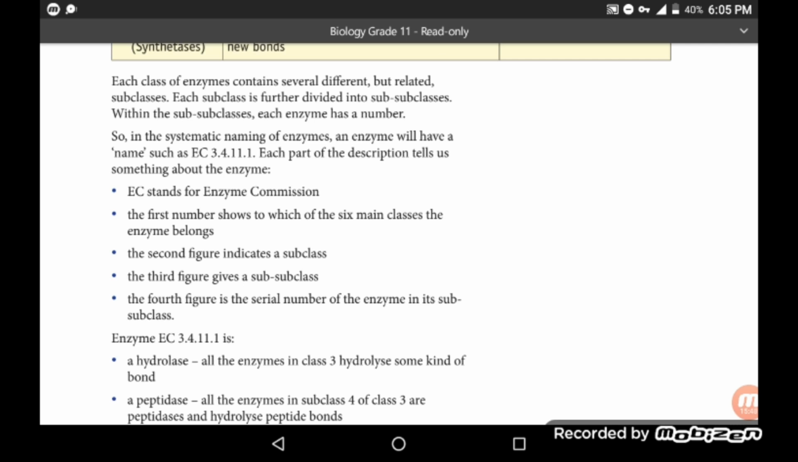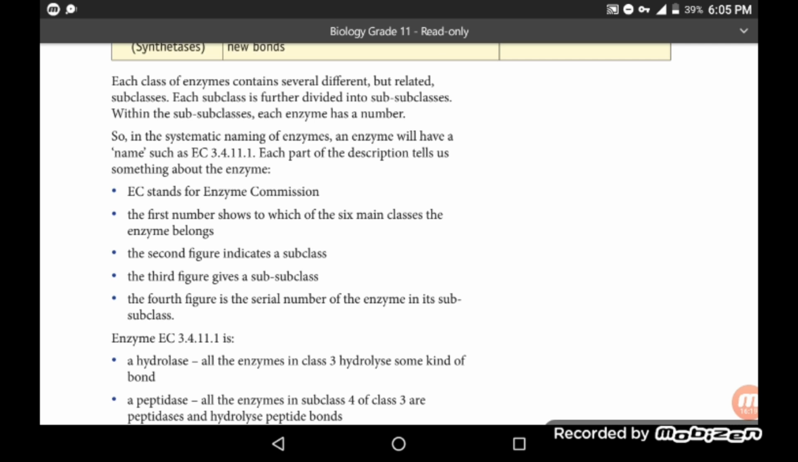Within the subclasses, each enzyme has a number. Any enzyme takes a number. A class and a number, counting from 1 up to 6.